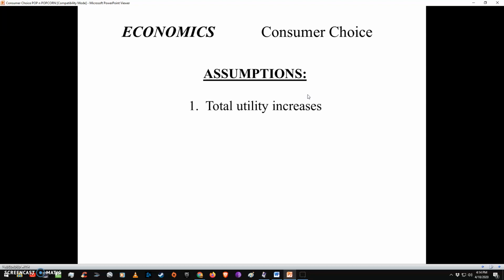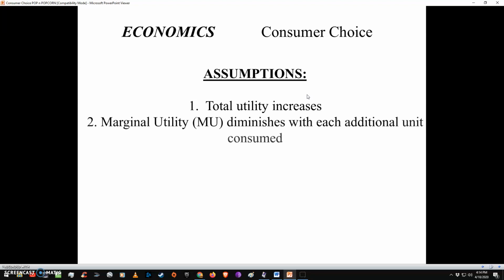Like the first one. We're going to assume that a rational person who buys things is always going to try to get a total utility increase, total satisfaction, total value. As you consume more and more, it should always increase your satisfaction. Number two, each additional unit you consume will give you less satisfaction than the one before. I say again, marginal utility diminishes because each one you consume is not quite as good as the one you just had.